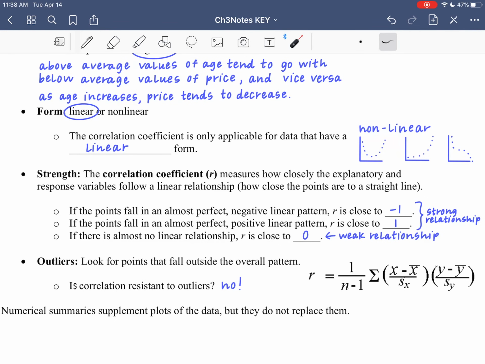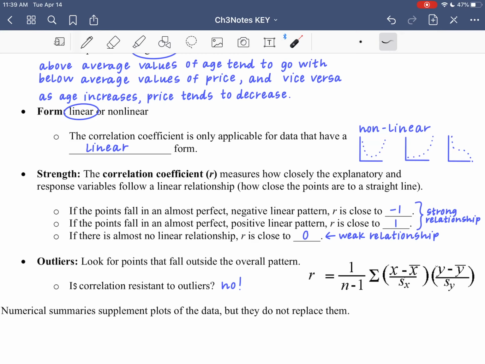I did want to show you the formula. You will never have to calculate this on your own using this formula, but I wanted to show you this formula just to talk about why this is actually true. So I'm going to use the formula to talk about why correlation is not resistant to outliers.